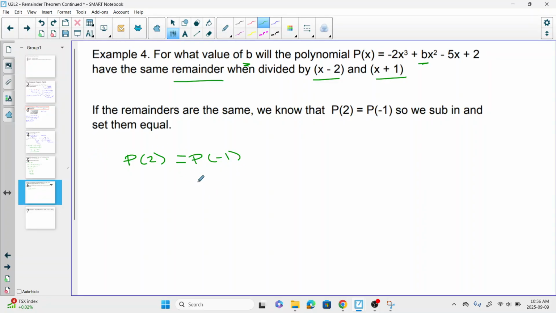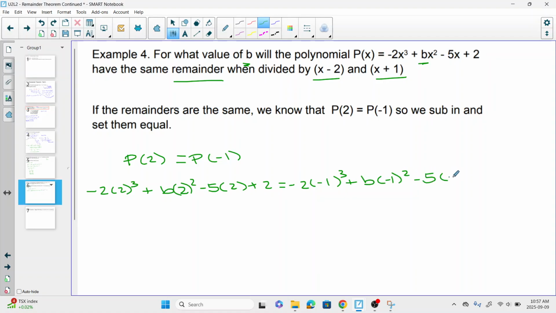Okay, so hopefully you've attempted this question, but basically it's just straight algebra. So we're subbing in 2, so we've got negative 2 times 2 cubed plus b times 2 squared minus 5 times 2 plus 2 on one side, and on the other side we have negative 2 times negative 1 cubed plus b times negative 1 squared minus 5 times negative 1 plus 2.